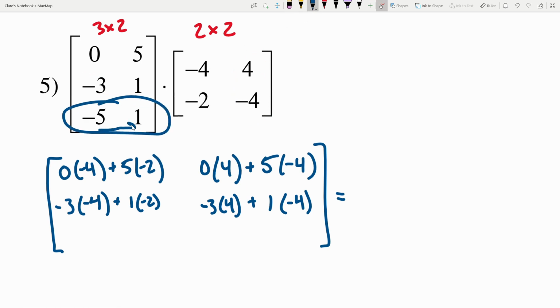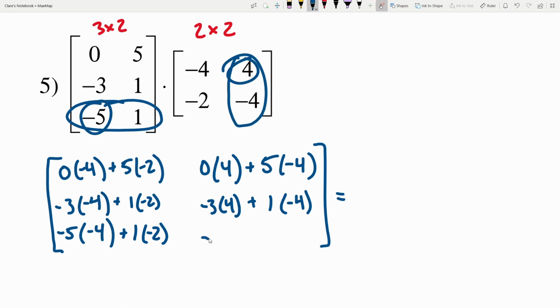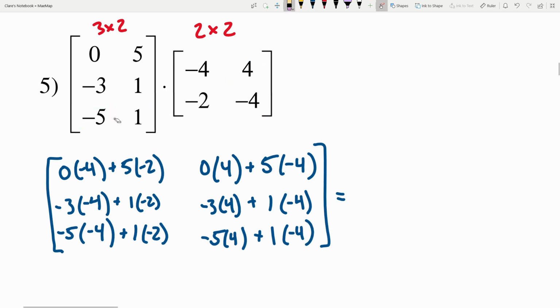Now we're on to the third row. So negative 5, 1, and we'll dot that with the first column, negative 4, negative 2. So negative 5 times negative 4, and we'll add that to 1 times negative 2. And then finally, dotting the third row of our first matrix with the second column of our second matrix. That's negative 5 times 4 plus 1 times negative 4.